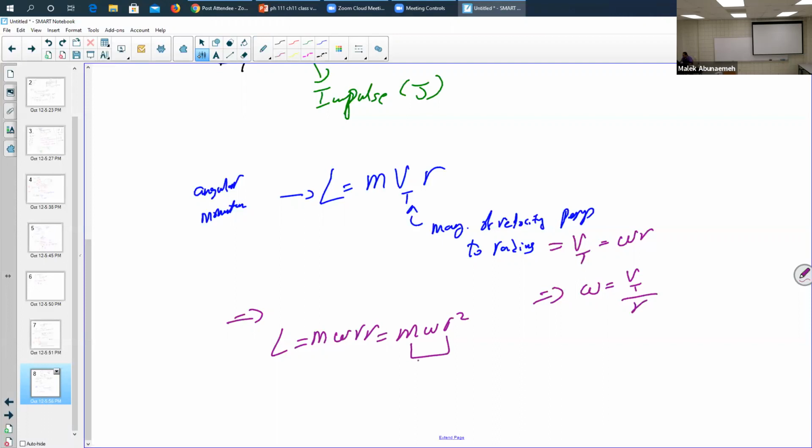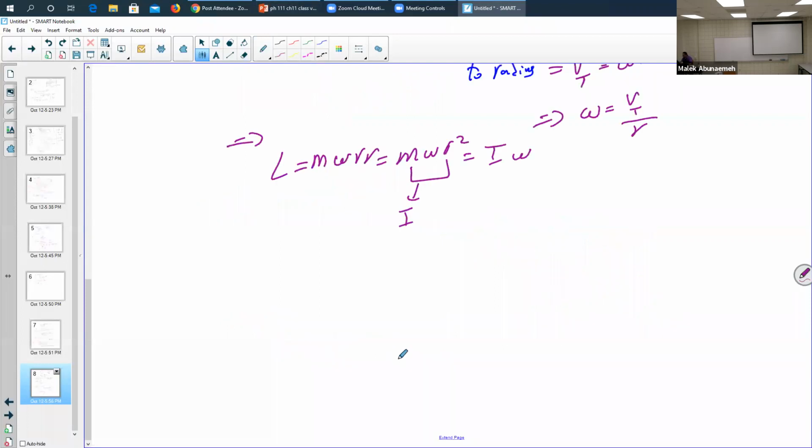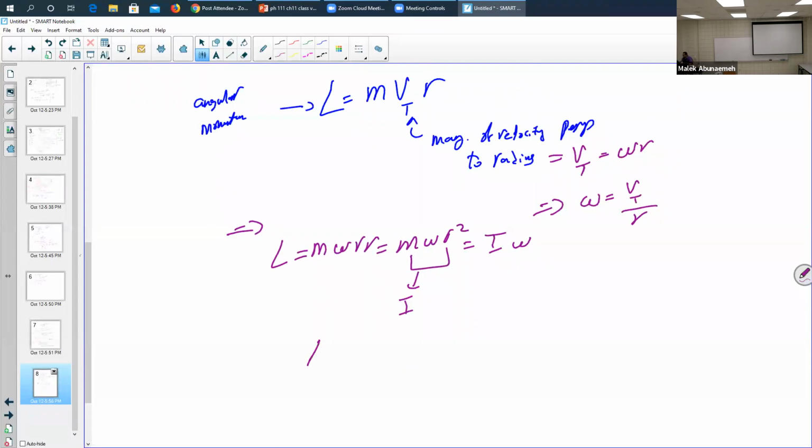Now, your L, your R multiplied by M, again, that's your I. So this is going to equal I omega. So your angular momentum, L, is going to equal your moment of inertia multiplied by your angular velocity, which, if you actually apply the formula, you got R, and you got your velocity, and you got your angular velocity.